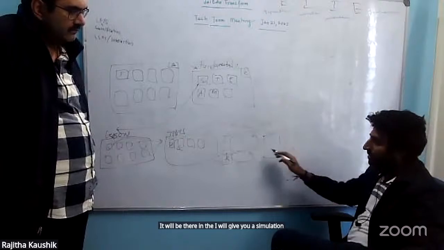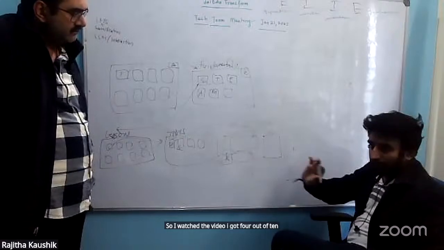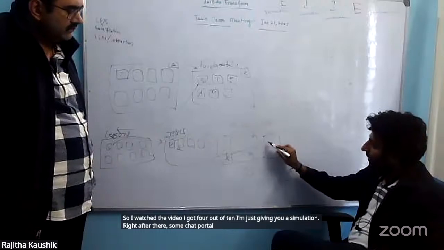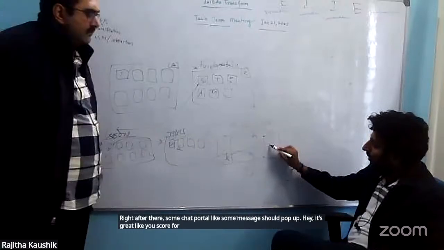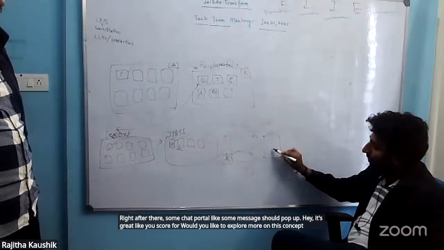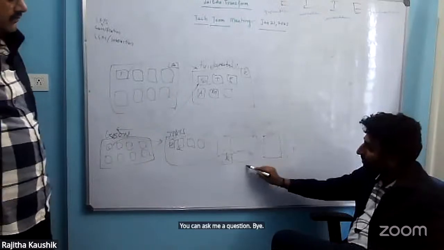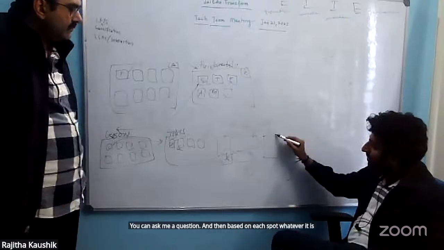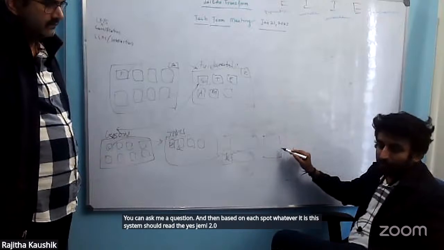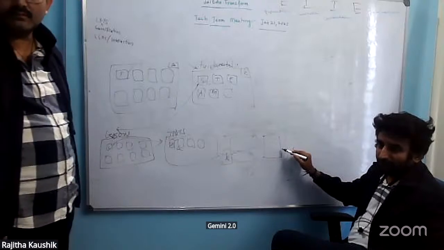I'm just giving you a simulation. I watched the video and got 4 out of 10. Right after this, a chatbot message should pop up: Hey, it's great, you scored 4. Would you like to explore more on this concept? You can ask me questions. Then based on this 4 out of 10, the system should read the intelligence level. Gemini 2.0 has a possibility of that. Gemini 2.0 can see the screen as if I am seeing it.